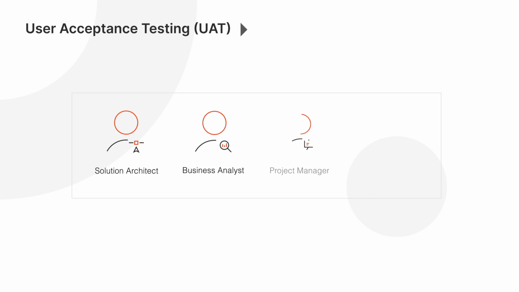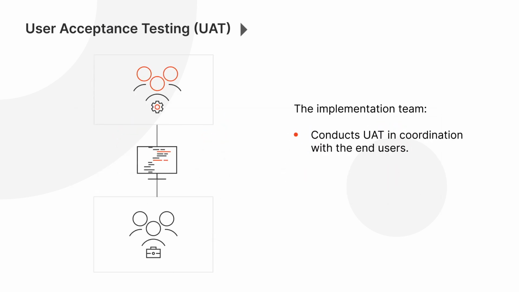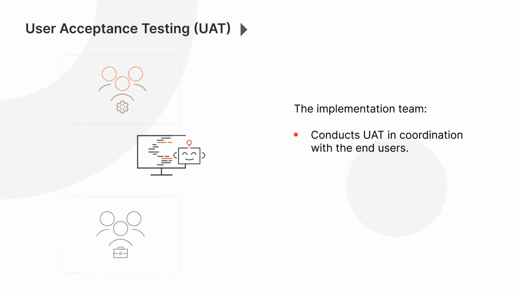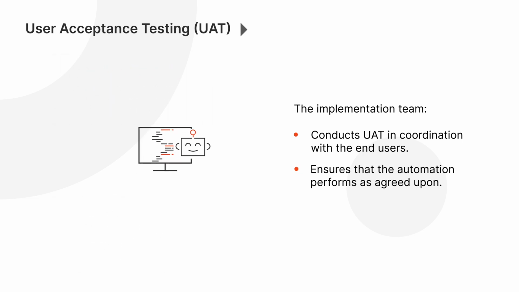The key people involved in this stage are the solution architect, the business analyst, the project manager, as well as the automation developers for bug fixing. The end user conducts UAT in coordination with the implementation team based on the UAT plan created and approved earlier. The bot in the pre-production environment runs all of the potential happy path and business exception scenarios. This is to ensure that the automation is performing per all agreed upon requirements.